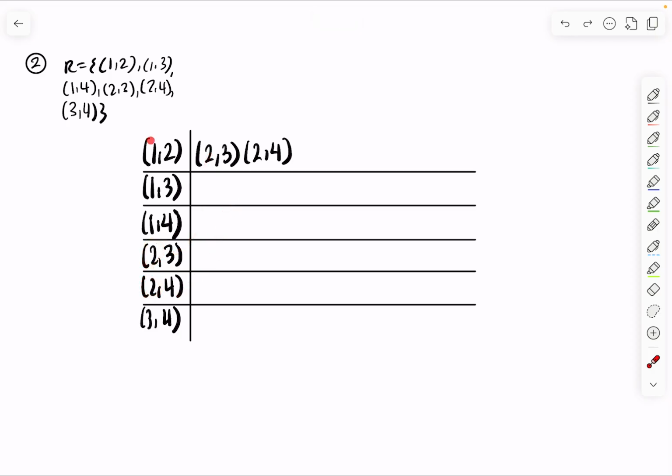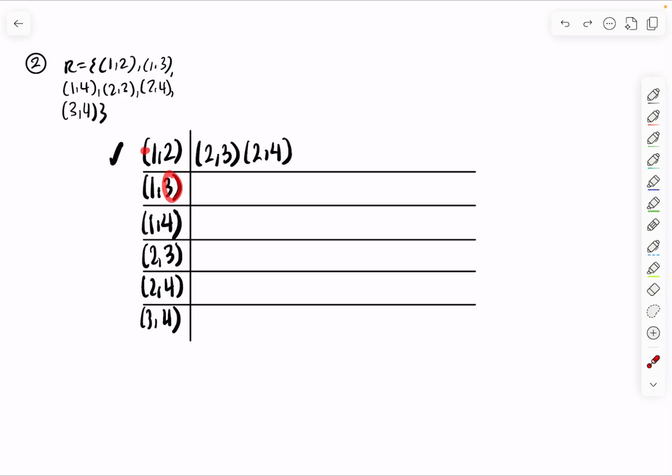Then you want to look at the outskirt numbers. So the ones on the outside. So 1 with 3. You ask yourself, is there a 1, 3 in your relation? Is there a 1, 3 here? Yes. You're done with this one. Is there a 1, 4? Yes. So that's good. You're done with all of them in the row. So you're done with this coordinate. Moving on to the next.